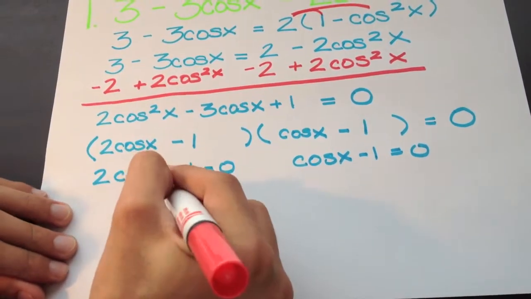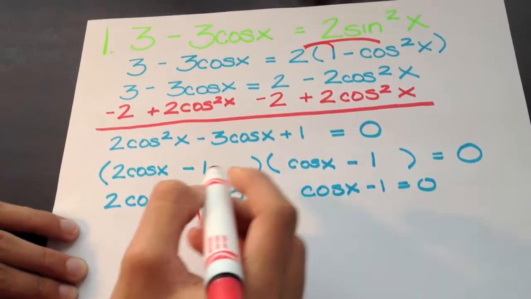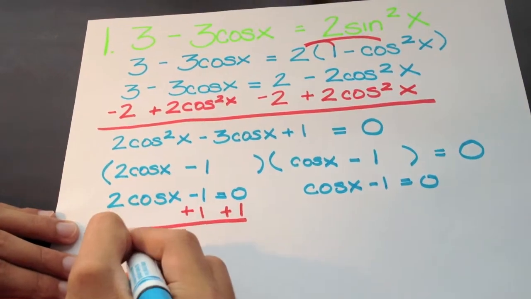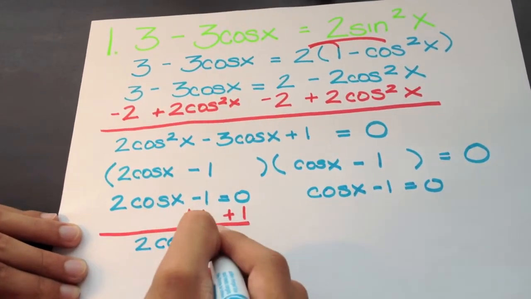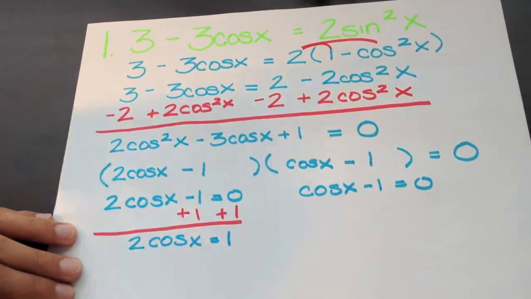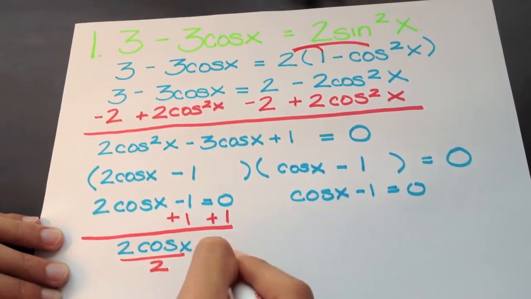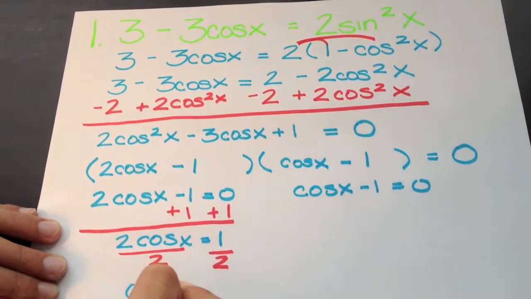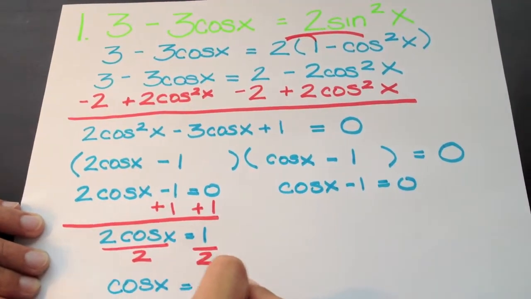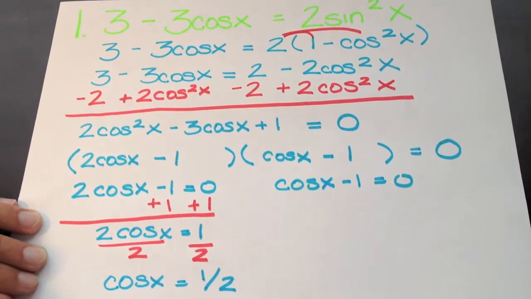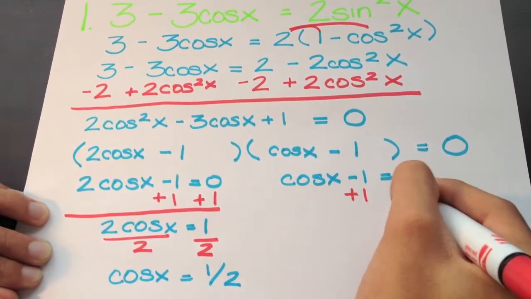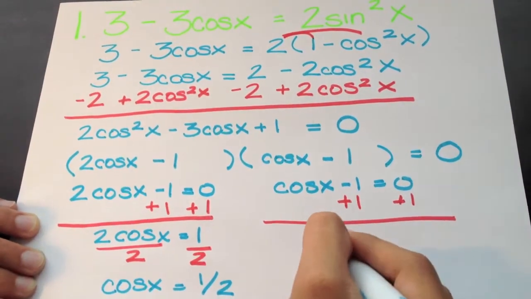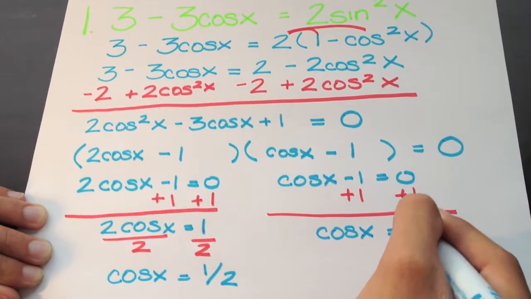On this side, we're going to add 1 to both sides, and that's going to give us 2 cos of x equals 1. Now we're going to divide by 2, and that's going to give us cos of x equals 1/2. On this side, we're going to add 1 to both sides, and that's going to leave us with cos of x equals 1.